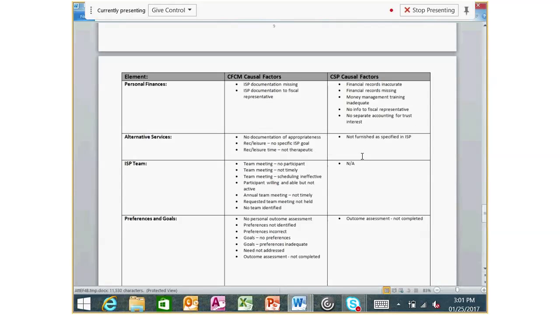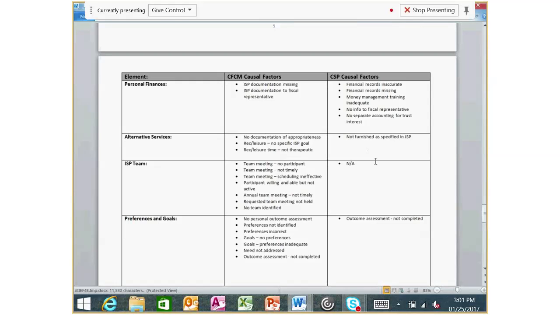Those say NA as far as SMART elements and causal factors go. However, based on the information we just reviewed and talked about with ISP development and revision, just because there's not a SMART causal factor for that doesn't necessarily mean that there's not a role, and we've talked about all of that already. So I just wanted to point that out.